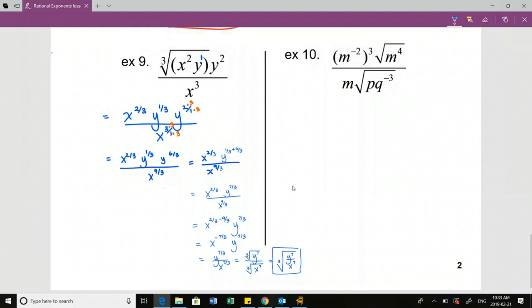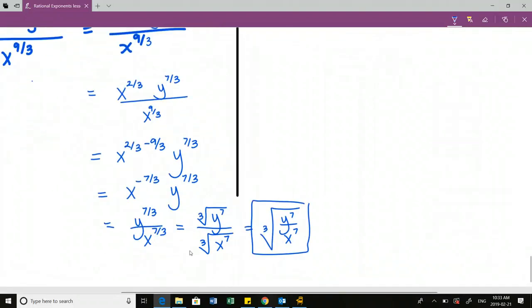Joey, if we didn't do that last step, would we have lost marks? This one? Yeah, those two. Well, I do want you to express it back in radical form. Now that you know to do this, just look out for it. There'll be one in your assignment that you'll notice.